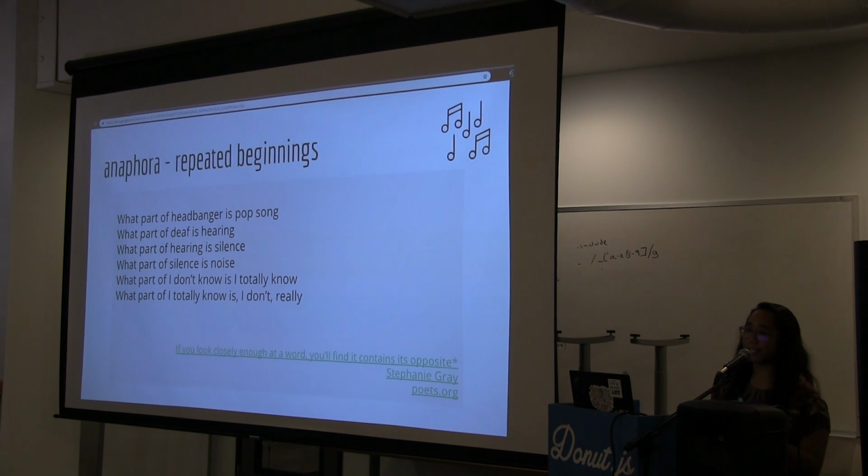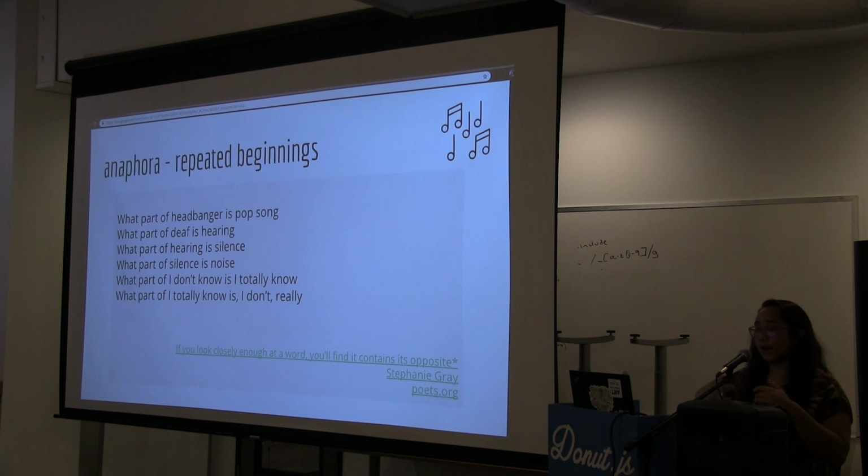It's the repetition of the beginning of a phrase or sentence. The repetition of "what part of" in this excerpt of Stephanie Gray's poem creates an atmosphere of questioning. And it also creates a familiar rhythm in each line that provides a sense of comfort, so readers don't spiral too much while they're exploring these questions and ideas.